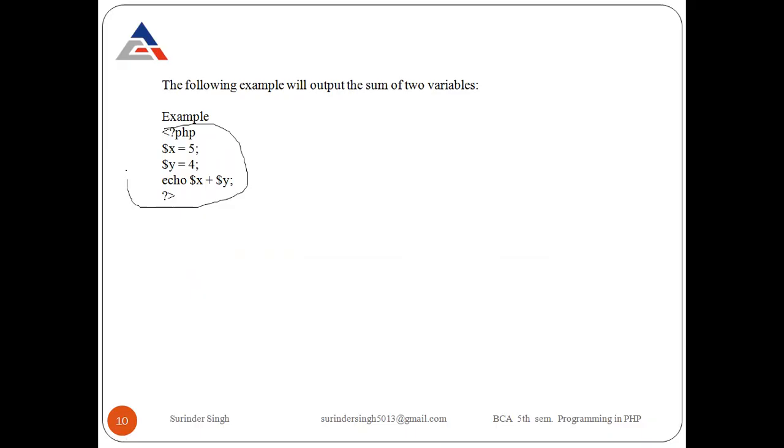This is code for printing the sum of two numbers, variable x and variable y, then echo x plus y. You can also pass an expression to the echo statement, like in the printf function in C.